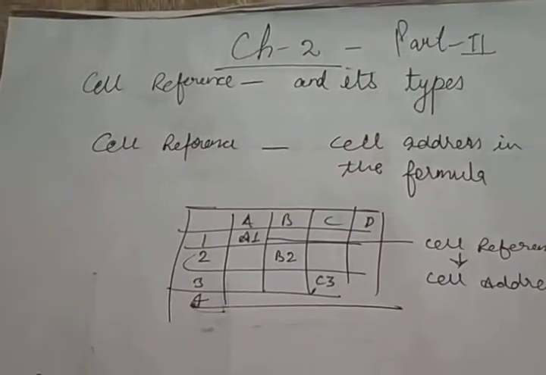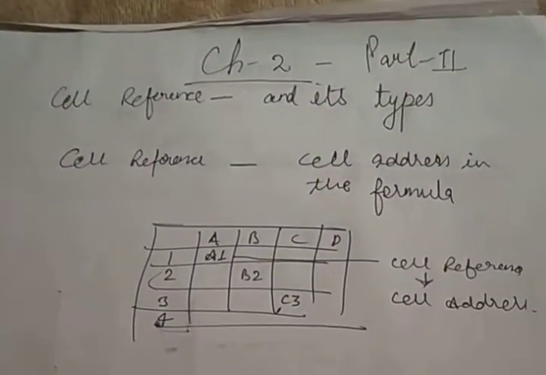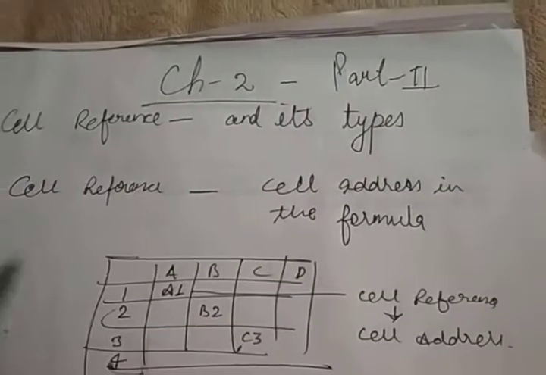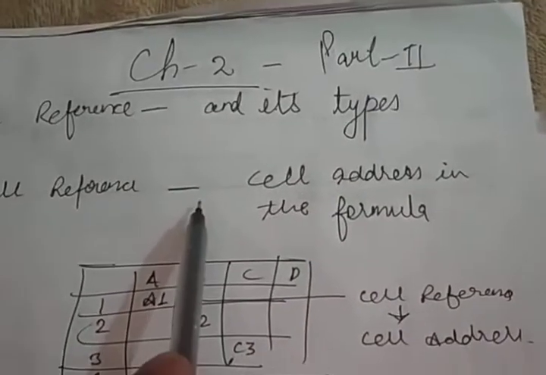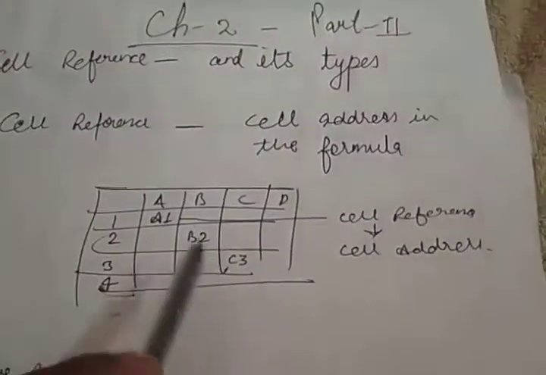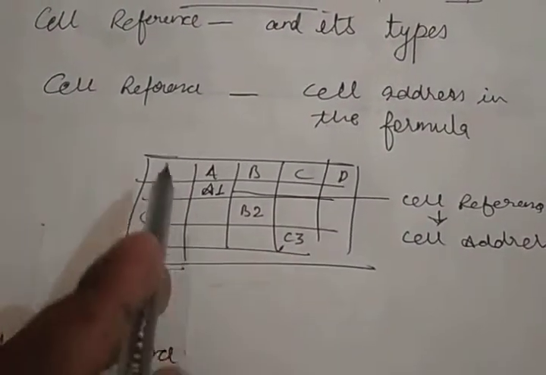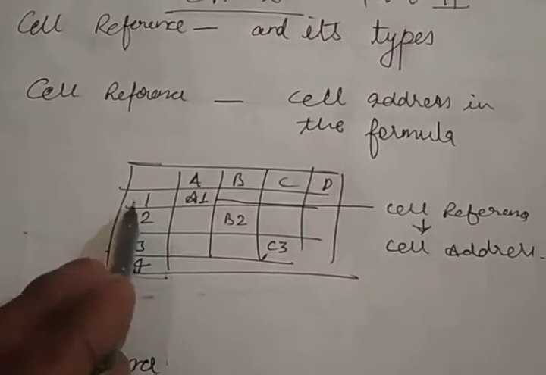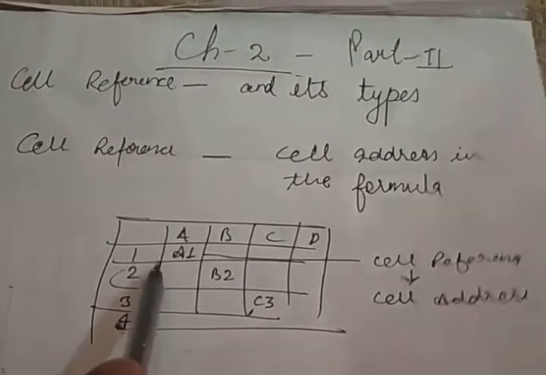Now in this lecture you are going to see what a cell reference is and what its types are. As I have already told you, the cell address in the formula is known as the cell reference. For understanding, we are going to consider this Excel sheet. Suppose that this is an Excel sheet, this is the row and this is column A, B, C, D, and we are going to consider the cell address.